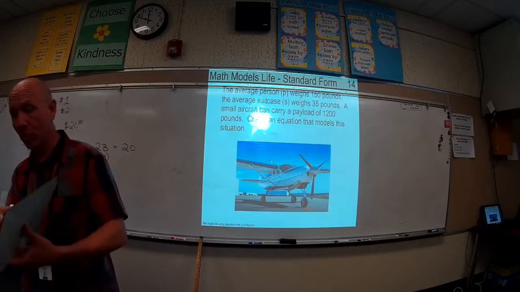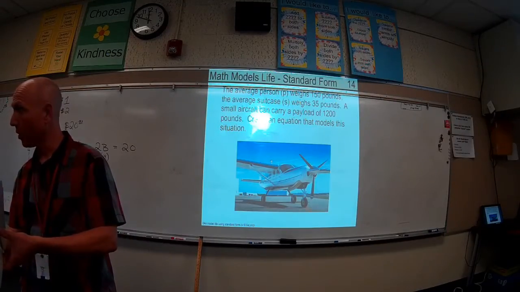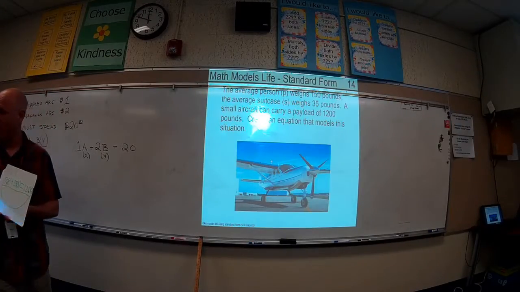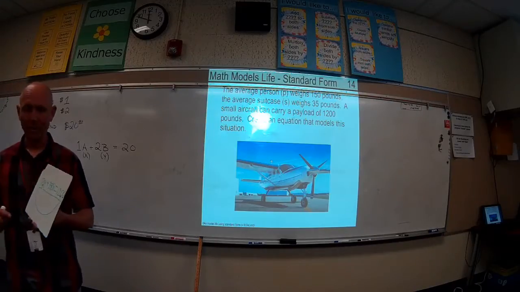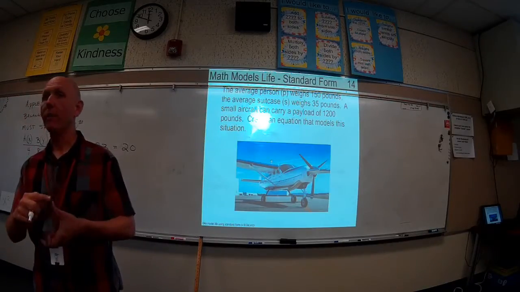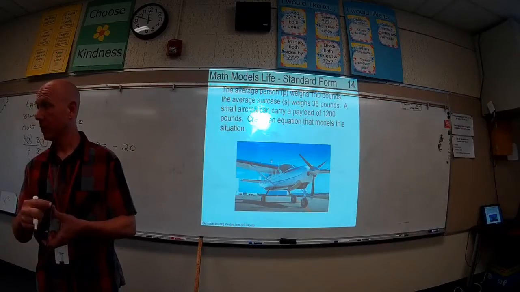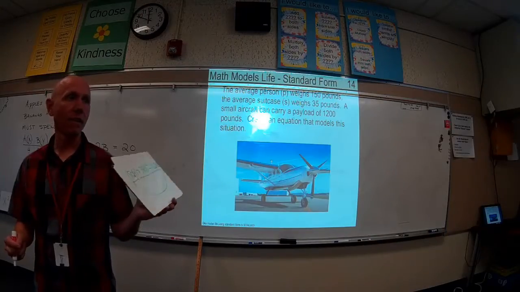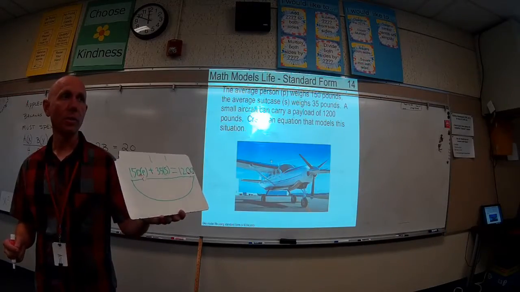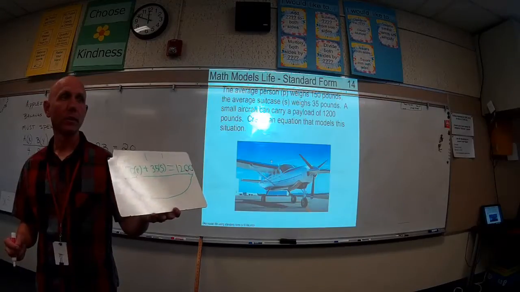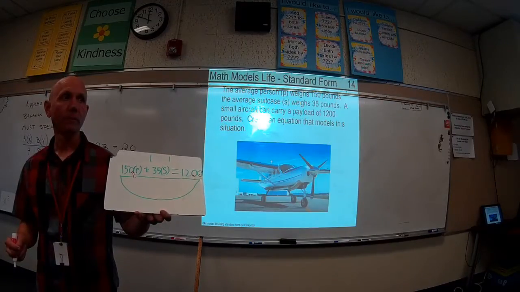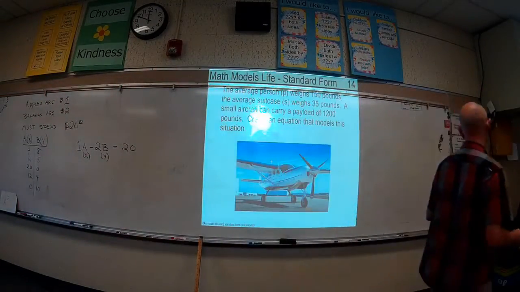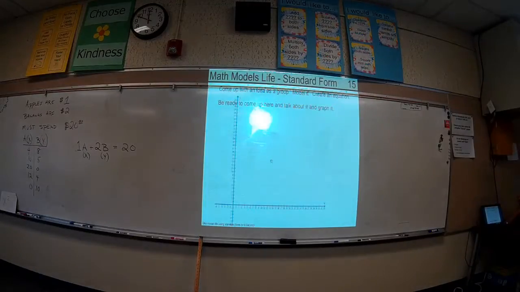What's 35? The average weight of a suitcase. What's the S represent? The number of suitcases. And what's that 1,200 represent, Lizeth? The total weight of people and luggage on the aircraft. And we are done.